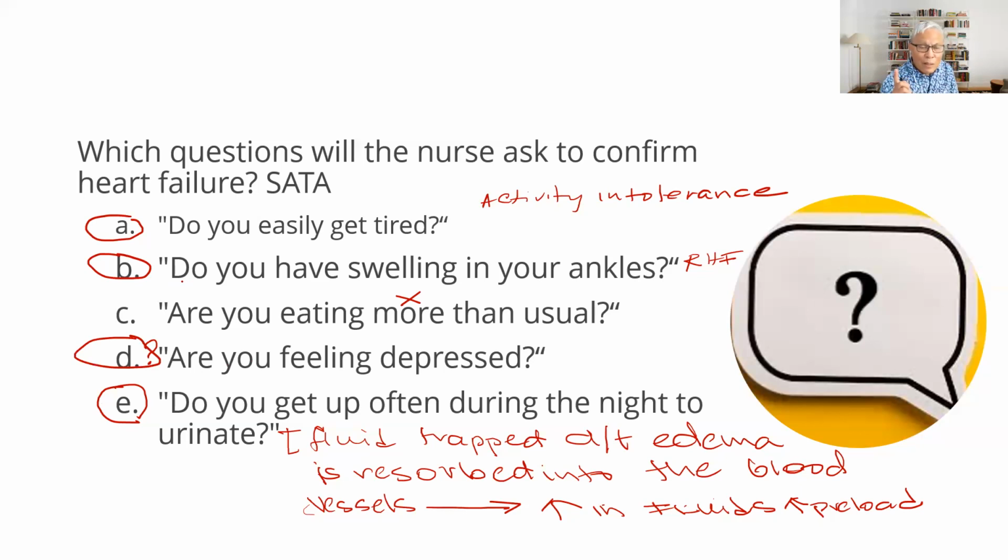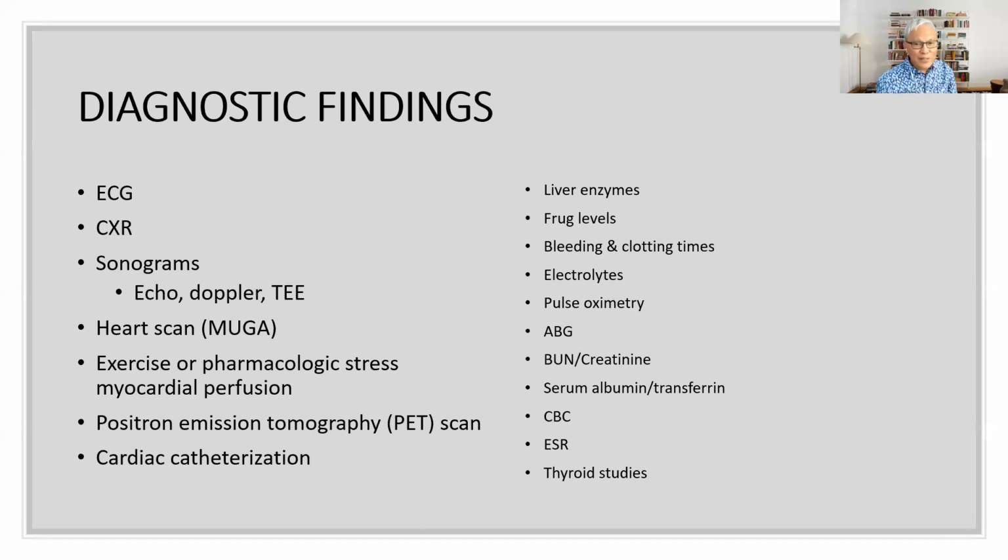But again, remember what I told you. When it's SATA questions, only select the ones that you are sure of, okay? Because if you select more, the potential is that you're going to have more deductions for those things that you answered that you are not sure, okay? So that is a strategy for this NCLEX.